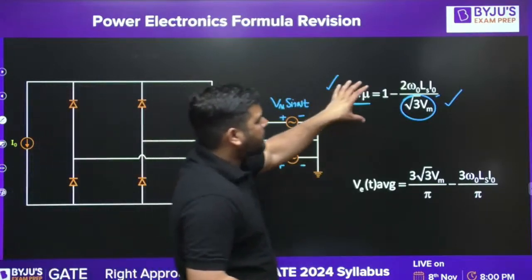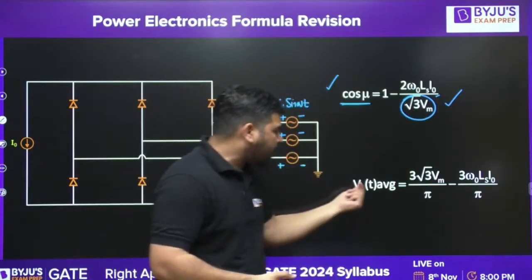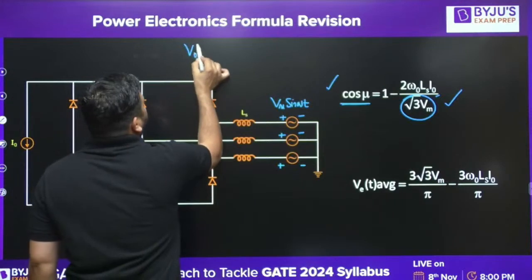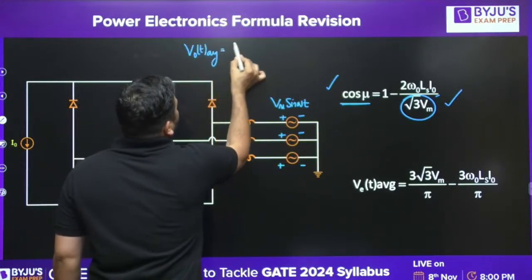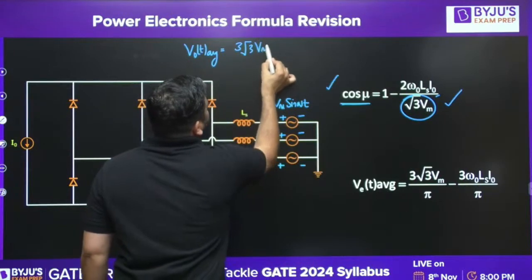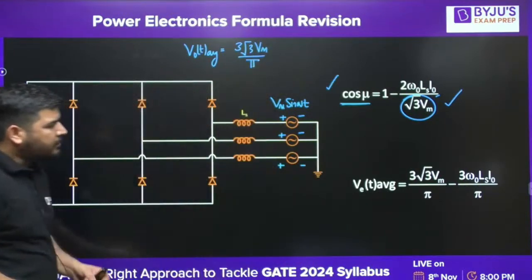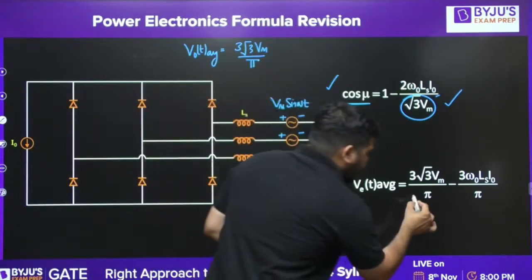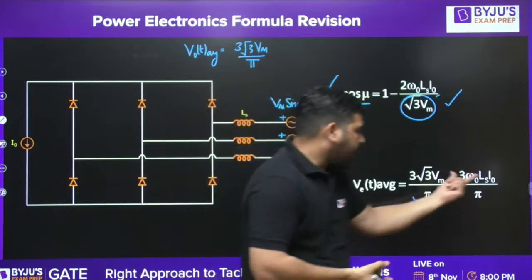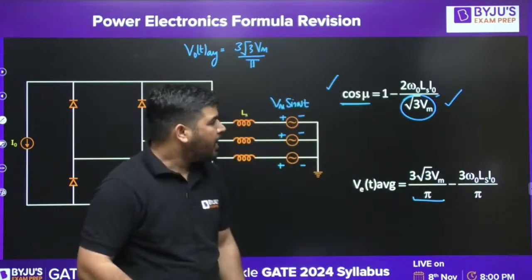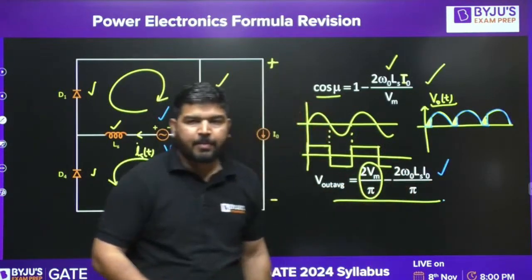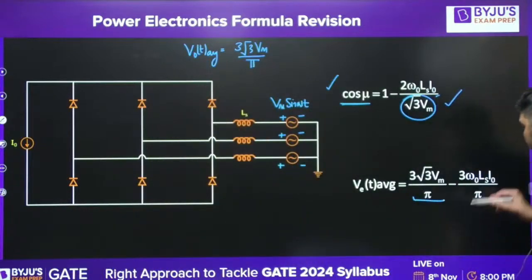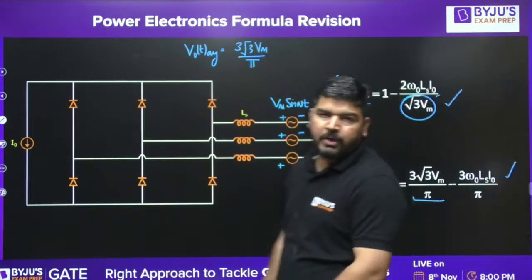Now, this way you can calculate mu. Now, how to calculate the average output voltage? If there is no source inductance, the average output voltage, V0 average, will be equal to 3 root 3 Vm by pi. But due to source inductance, this average will be reduced by 3 omega naught Ls I naught by pi. In the bridge rectifier, it was 2 omega naught Ls I naught by pi. Here you have 3 omega naught Ls I naught by pi. So you have to be careful how much the average voltage is reduced.